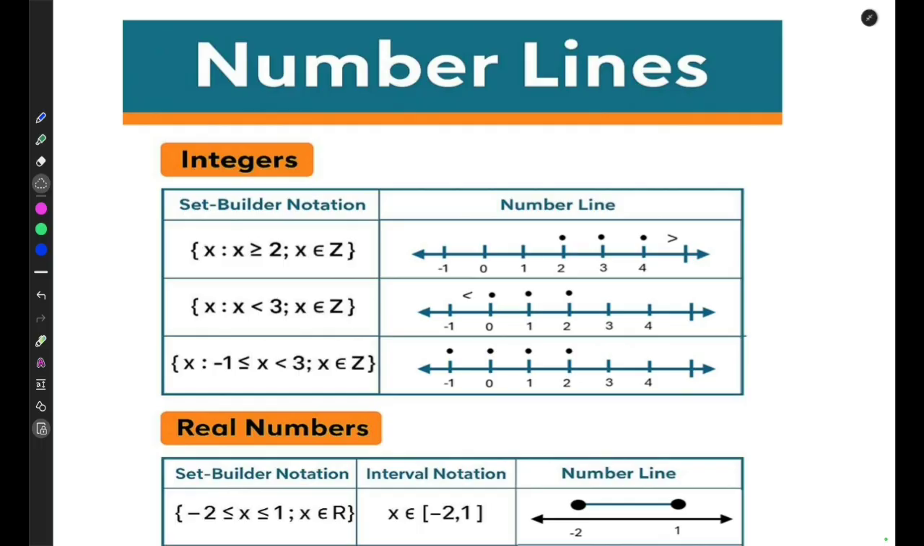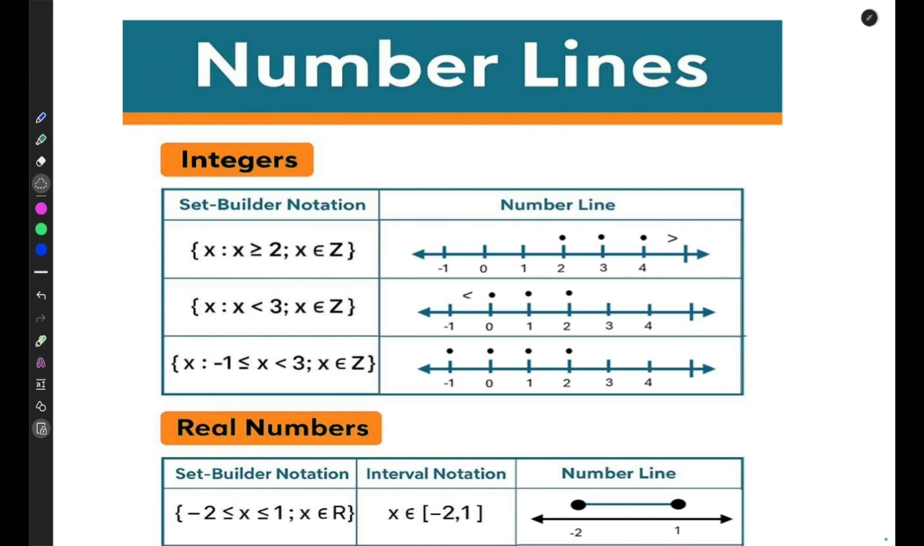The middle one says x is part of integers, which is smaller than but not including 3. So in question 1, they did include 2, so I must put a dot on 2. But in question 2, they did not include 3. So that's why I'm only starting at 2, and then I'm going to the left because it said smaller than. Okay, so watch closely for that one.